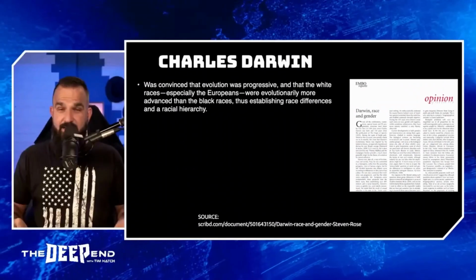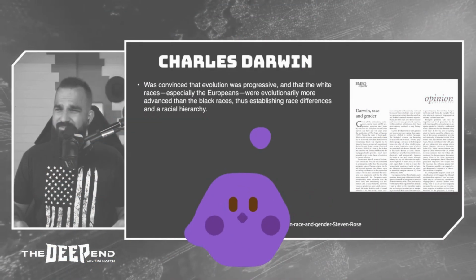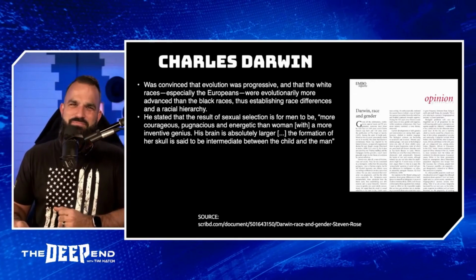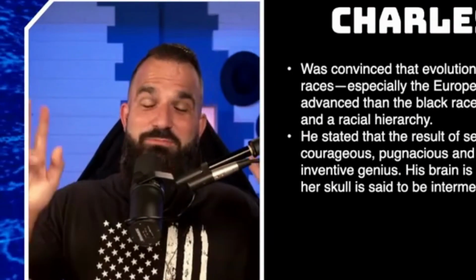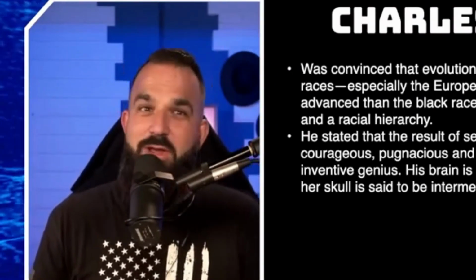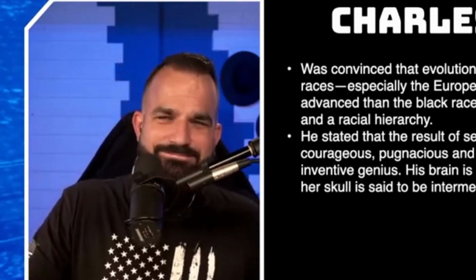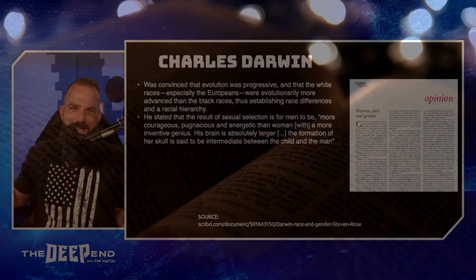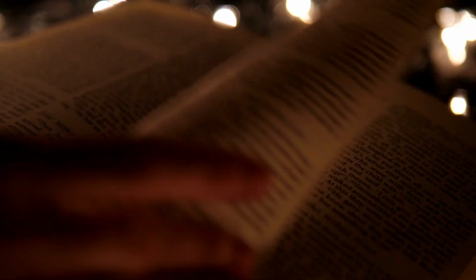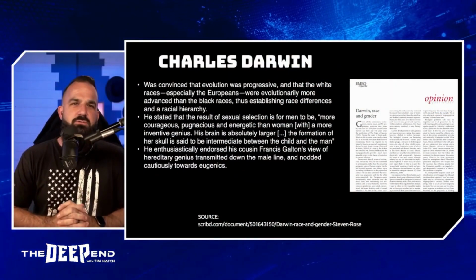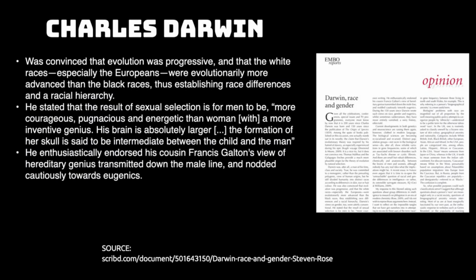By the way, ladies, Darwin was also a rabid sexist. He stated that the result of sexual selection is for men to be, quote, more courageous, pugnacious, and energetic than women, with a more inventive genius. The man's brain is absolutely larger. The formation of her skull is said to be intermediate between the child and the man. And people say the Bible is sexist. Oh, so funny. He enthusiastically endorsed his cousin Francis Galton's view of hereditary genius transmitted down the male line. And he also nodded cautiously toward eugenics.